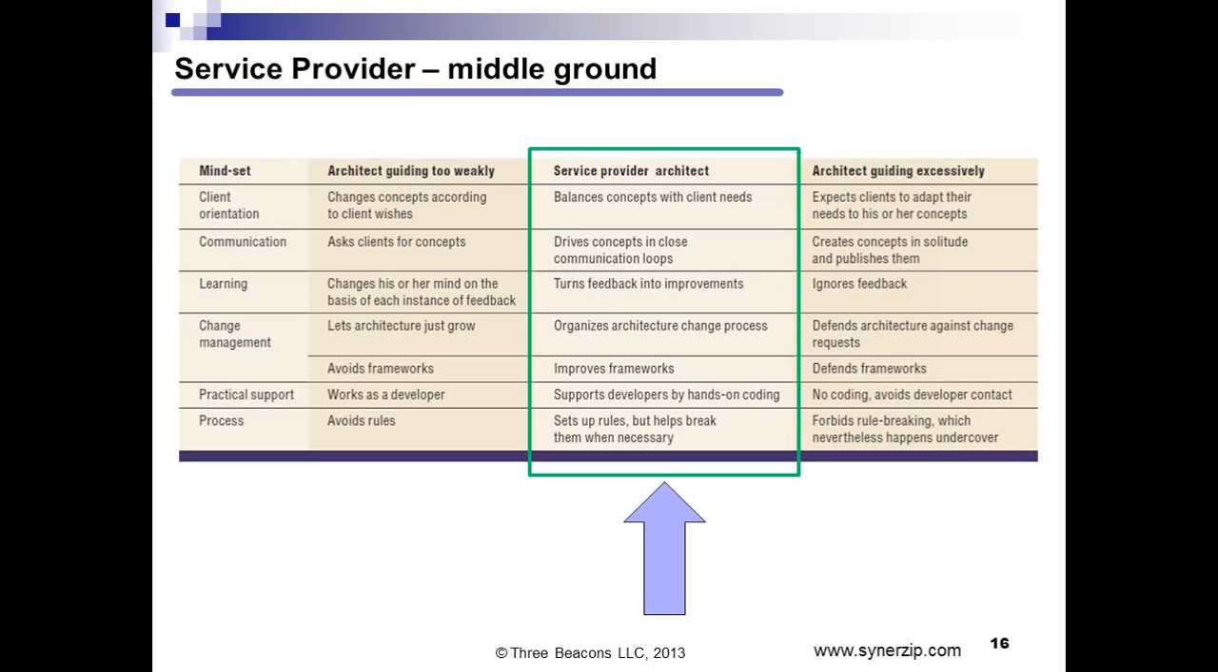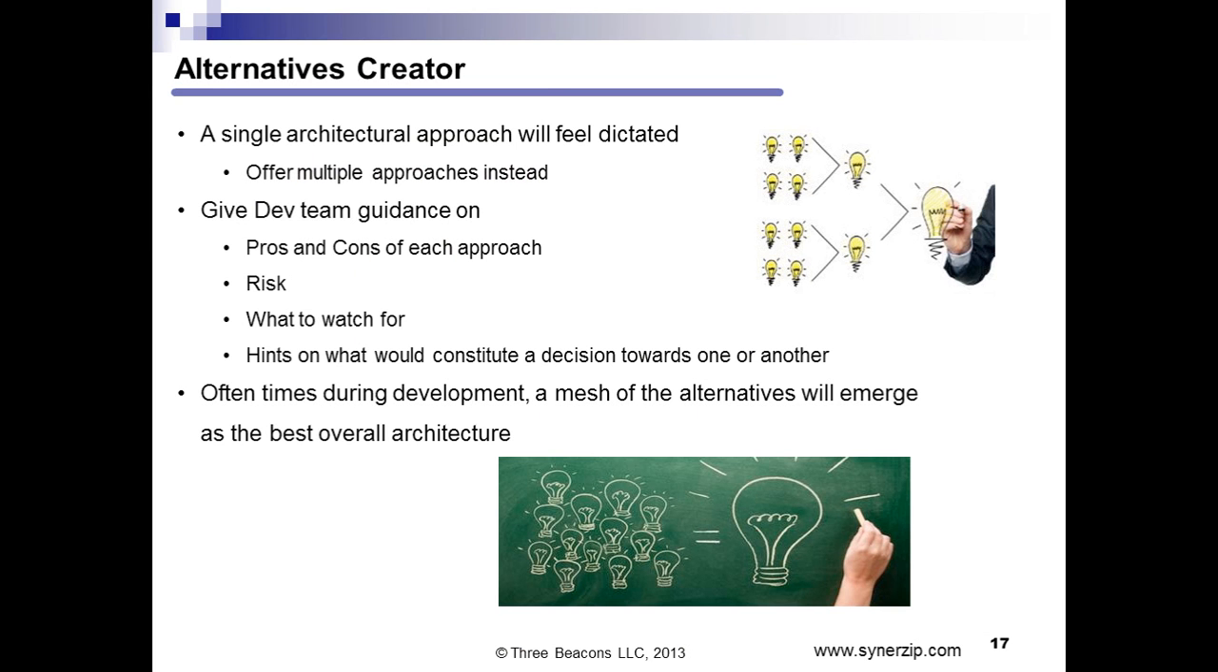Okay, that's good. Okay, very good questions. Let's keep going. Alternatives creator. Well, a single architectural approach will feel dictated. So the Agile architect gives the development team guidance on the pros and cons of each alternative, and most importantly, hints on what would constitute a decision towards one or another.